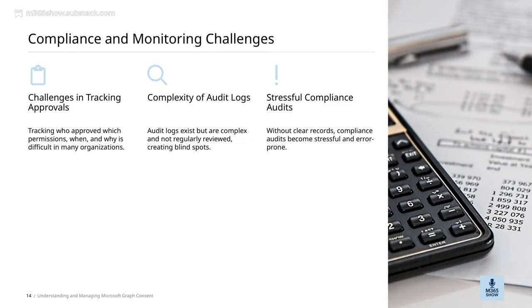Finally, tracking who approved specific permissions, when they did it, and why can be really difficult in many organizations. This difficulty hampers our ability to ensure proper oversight and maintain compliance. All these points highlight the importance of having a clear, consistent process for managing consent and permissions, especially as part of our overall security strategy.